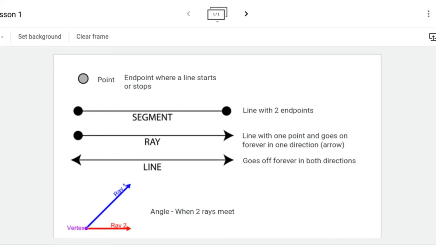You really just need to understand what each one is, and memorize what each one is. You need to know what a point is, what a segment is, what a ray is, what a line is, and what an angle is. You just kind of have to memorize the difference between them. That's what you're going to be working on throughout this lesson, identifying the difference between these five different things.